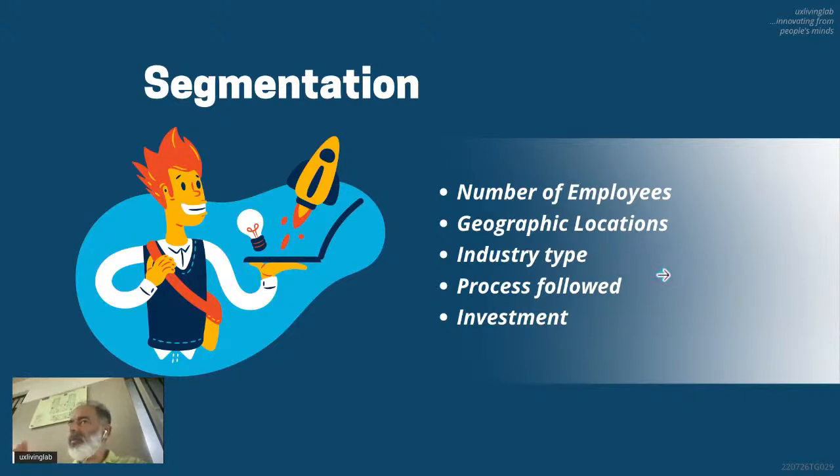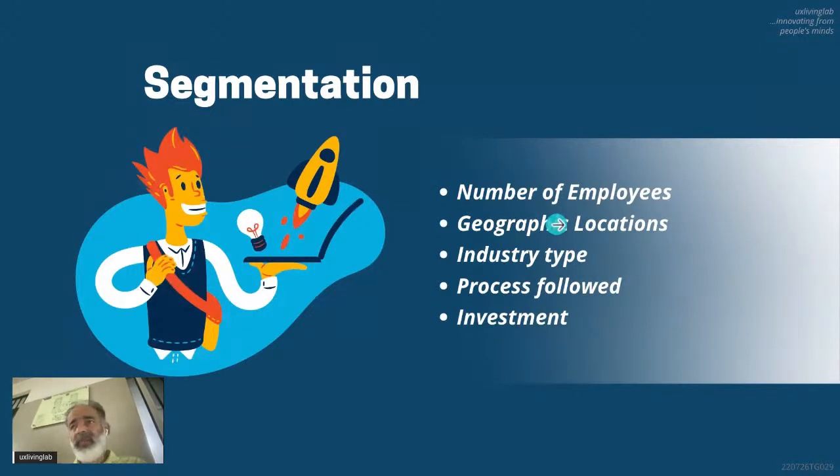Then industry types. It may be the same industry as you are in, but sometimes it's a related industry, sometimes it's a supplier to you, sometimes it is a part of the business chain with you. So based on what industry type it is, you can classify startups. Then process followed. Some startups have a very different process, a very innovative or disruptive process. So what process the startup is following is an important criterion for segmentation. Then investment, the total investment of the startup, based on which you can classify. These are very simple segmentation methods.